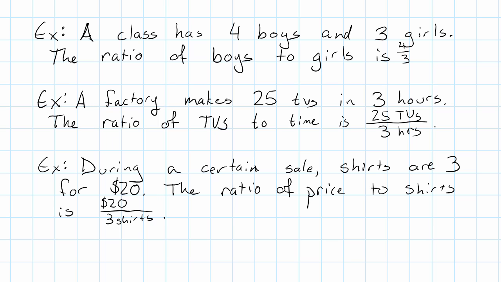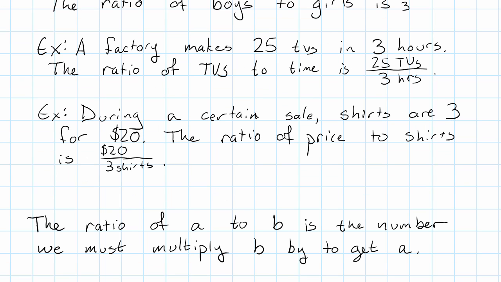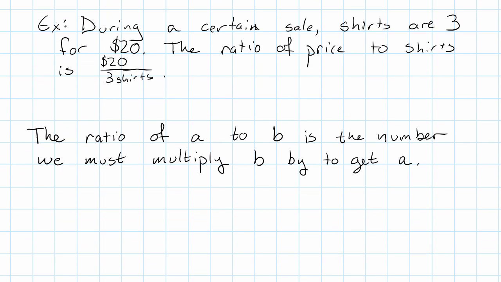Okay, what is the point of a ratio? The point of a ratio is that we can use it in setting up an equation relating a and b. The ratio of a to b is the number that we must multiply b by in order to get a. And that's easy to see in general. a equals a over b times b.